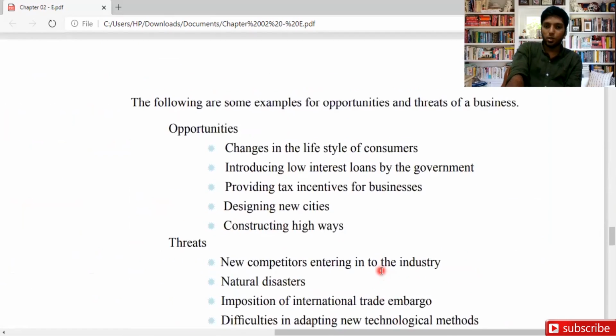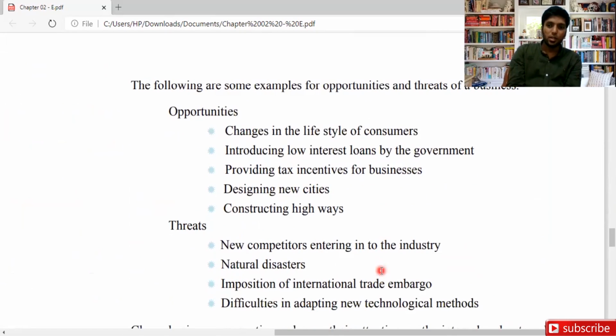A business also needs to know what the opportunities are. So what are opportunities? You can write huge stuff down. Okay, so what is an opportunity? There are changes in the lifestyle of consumers. If consumer lifestyle is changing, we need to consider it as an opportunity.